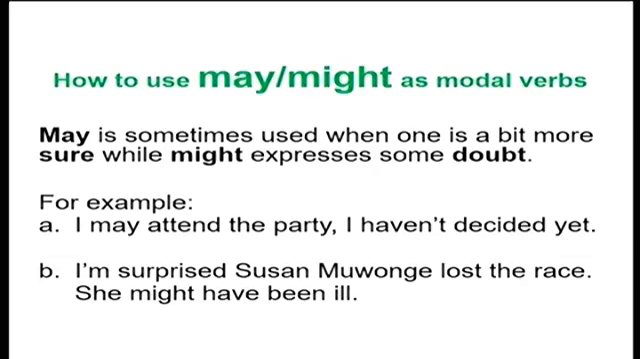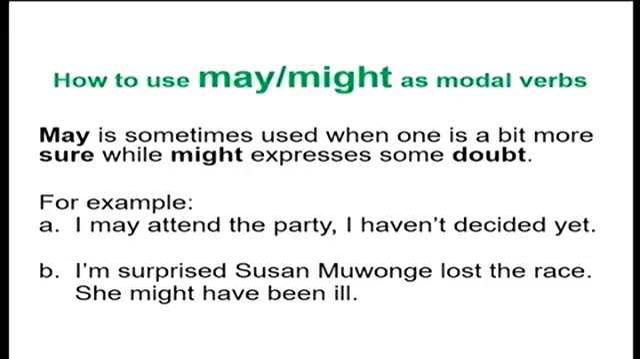May is also used when one is a bit more sure. Take note of that. When you are a bit more sure about something that you're saying, then use may. When you are not sure or when you are in doubt, then use might. I repeat, may is sometimes used when one is a bit more sure about something, and might is used to express some doubt. I hope that is very clear.